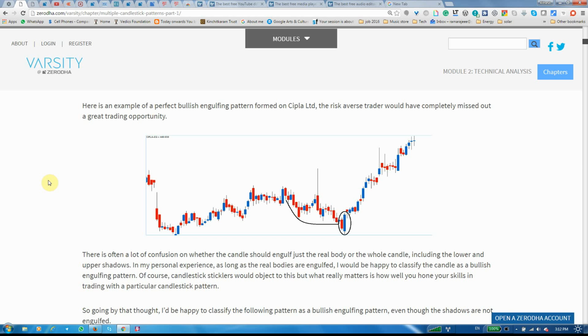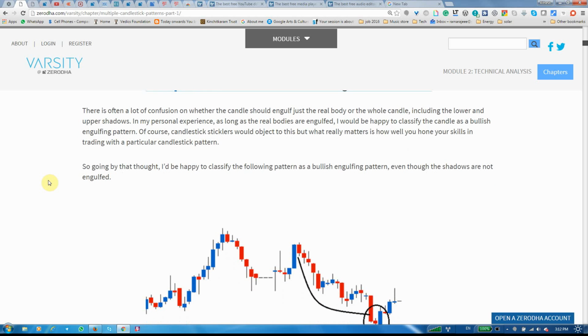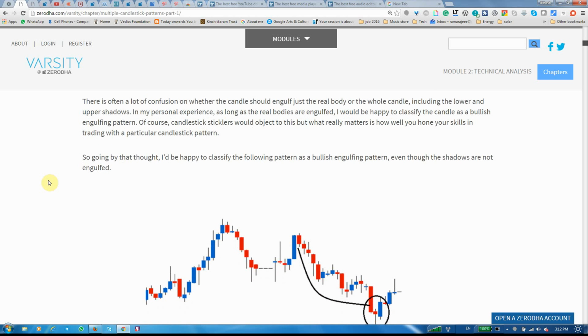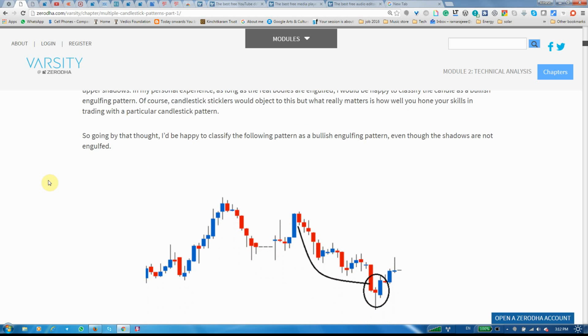There is often a lot of confusion on whether the candle should engulf just the real body or the whole candle, including the lower and upper shadows. In my personal experience, as long as the real bodies are engulfed, I would be happy to classify the candle as a bullish engulfing pattern. Of course, candlestick sticklers would object to this, but what really matters is how well you hone your skills in trading with a particular candlestick pattern. So going by that thought, I'd be happy to classify the following pattern as a bullish engulfing pattern, even though the shadows are not engulfed.